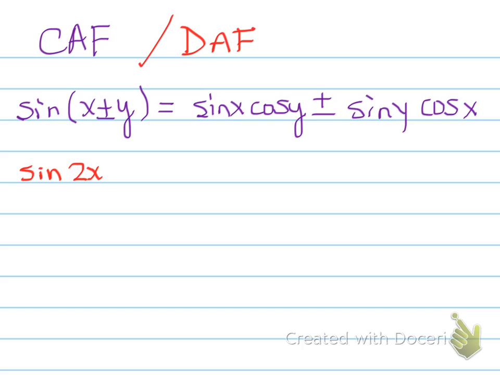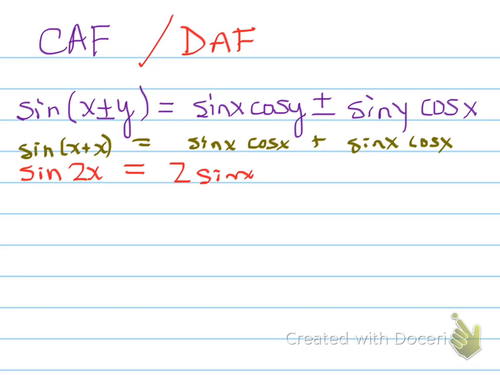Now, for the double angle formula, we're talking about sine 2x. What would we do with 2x? Well, 2x can be rewritten as sine of x plus x. Well, how does that help us? Well, we can use the compound angle formula to find the simplification of the double angle formula. Sine of x plus x is equal to sine x cos x plus sine x cos x, which simplified will equal 2 sine x cos x.